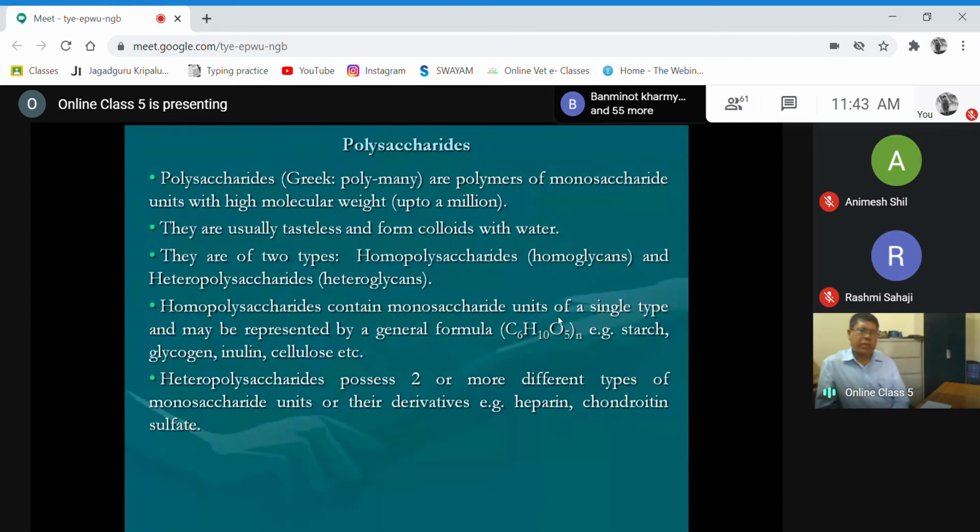Okay. Then the second type is the heteropolysaccharides. Hetero means different. So that means it possesses 2 or more different types of monosaccharide units or their derivatives. Okay, so here more than one type of monomeric unit is present. Examples are heparin, chondroitin sulfate, etc.